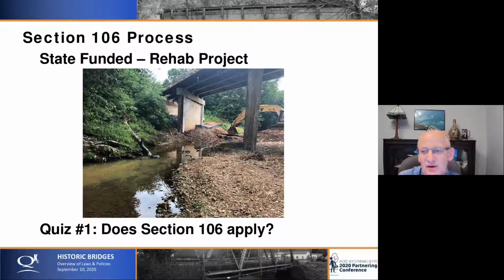Because see this equipment in this pad in this stream? That is a permittable activity, and that requires a U.S. Army Corps of Engineers permit, and with it, all of the federal laws and policies that govern our federally funded and federally permitted projects. So yes, this requires a Section 106, even though it's state-funded rehab.